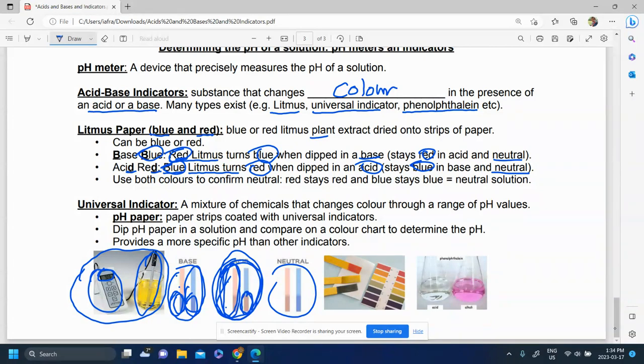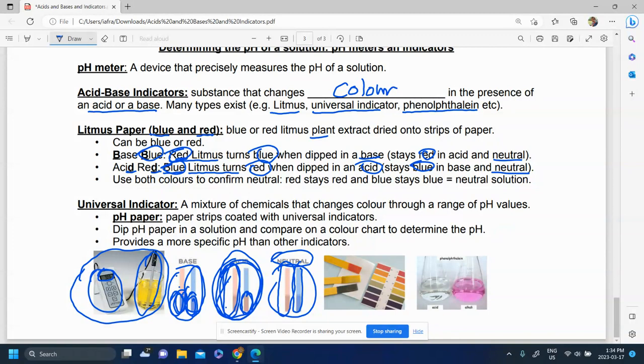If something stays blue, so blue stays blue, but I take the red and it becomes blue, I know it's basic. However, if both papers stay the same color, so red stays red, blue stays blue, then I know my solution is neutral. Okay, so you do actually need to memorize the color that litmus paper would change.